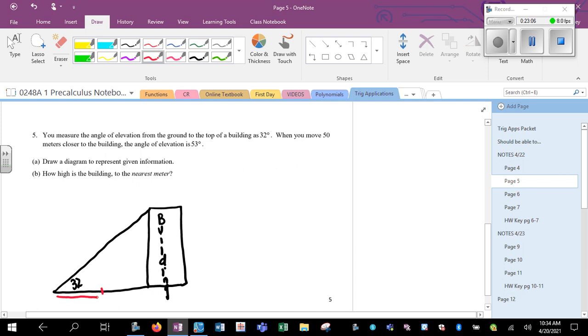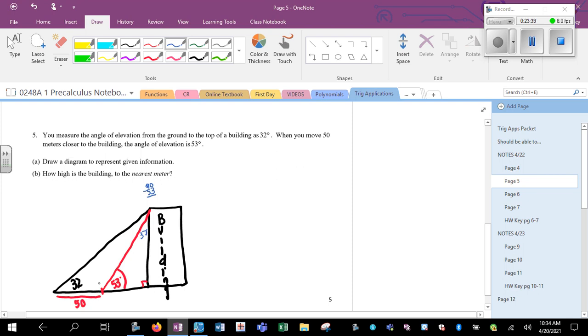We've traveled a distance of, not 500, 50 meters, sorry. And we make a new angle of elevation to the top of the building, which is now 53 degrees. Buildings are always perpendicular to the ground. So you'll see here we've really created the same picture that we had in the minion question. First thing you should always do is find your missing angles. So 90 minus 53 is 37 degrees for the top angle there.